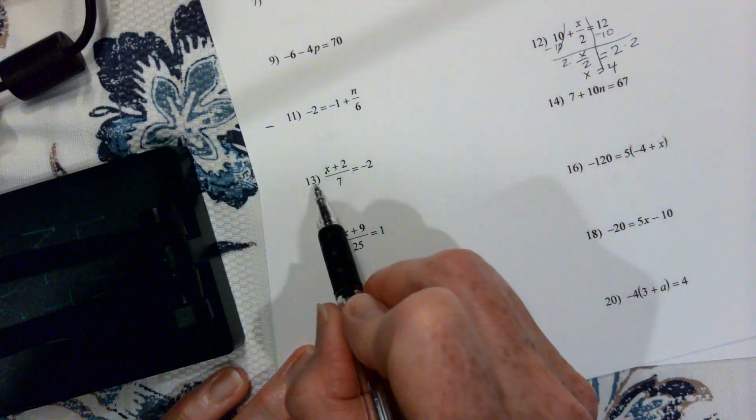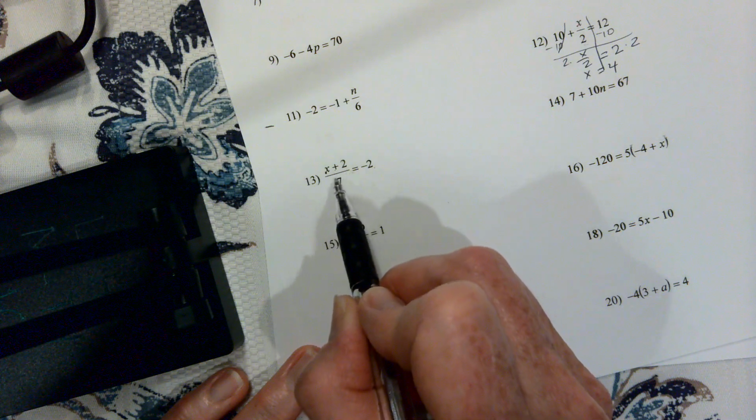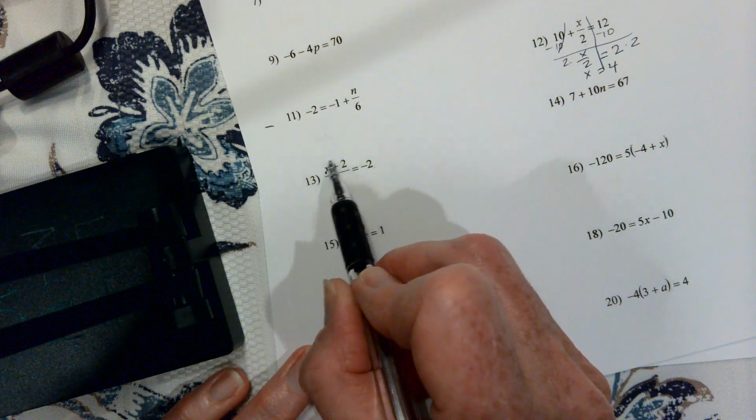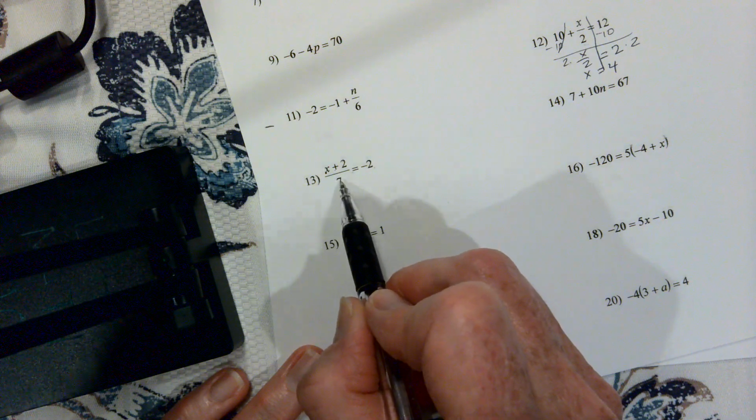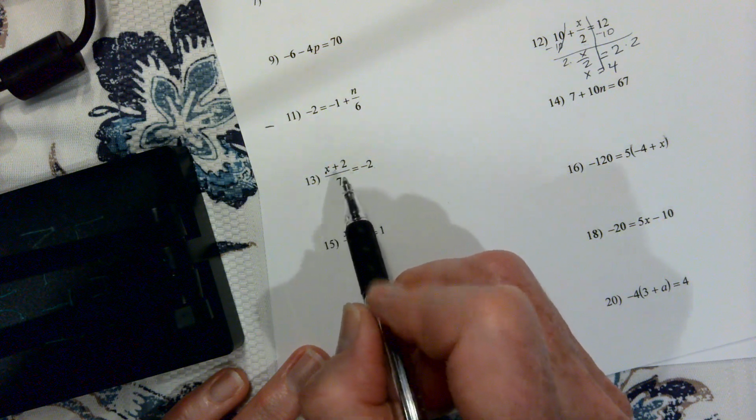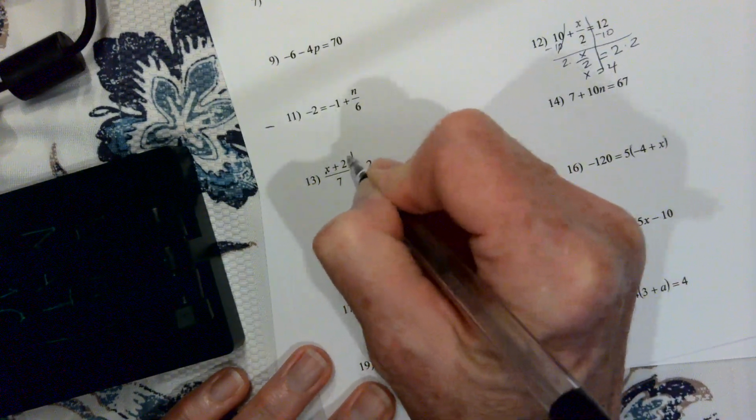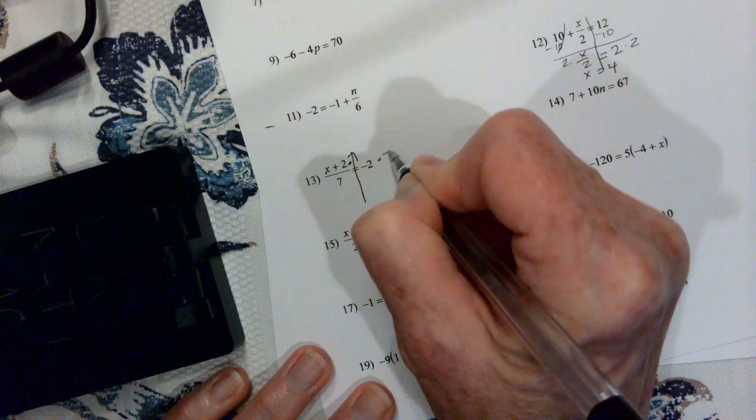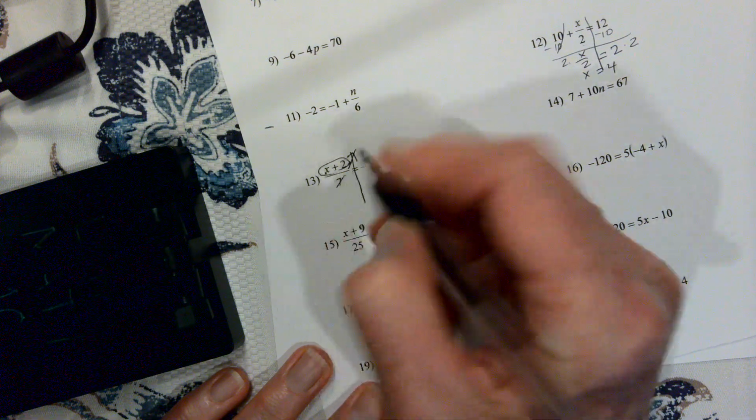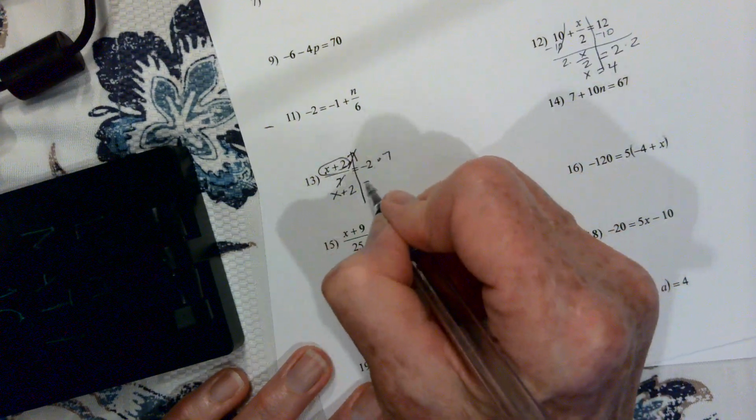When I look at 13, all of x plus 2 is divided by 7. It's kind of like they're trapped. And in order to untrap them, to free them, I have to get rid of this 7 first. All of this is divided by 7. So to do that, I have to multiply each side by 7. And these 7s will cancel. Now this x plus 2 is free from that 7.